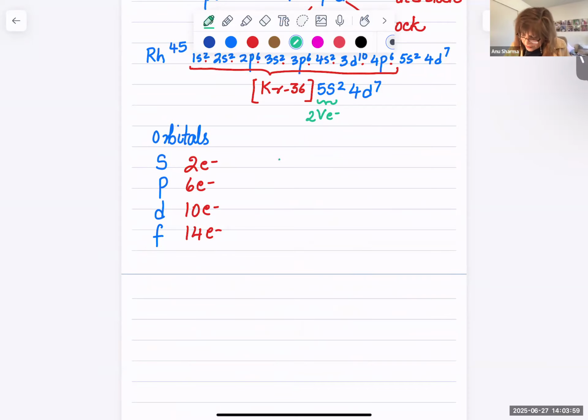Another thing is S orbitals, P orbitals, D orbitals, and F orbitals. So these are the subshells, and we have here orbitals. Okay, so S has only 1 orbital, P has got 3, D has 5, and F has 7.